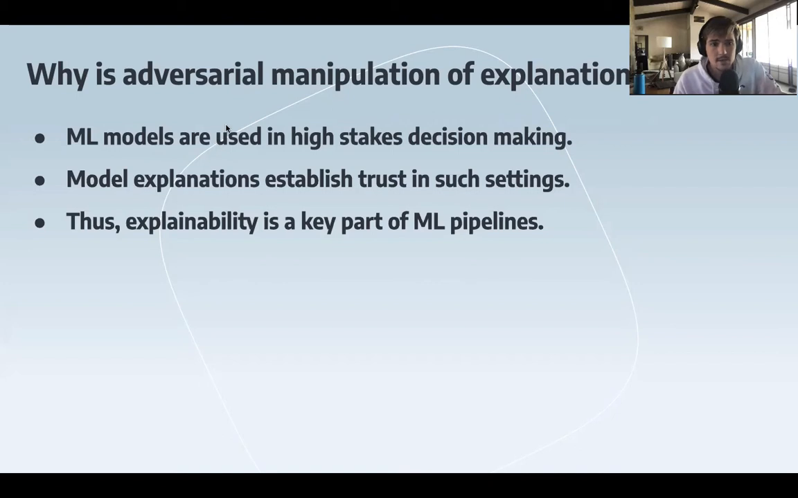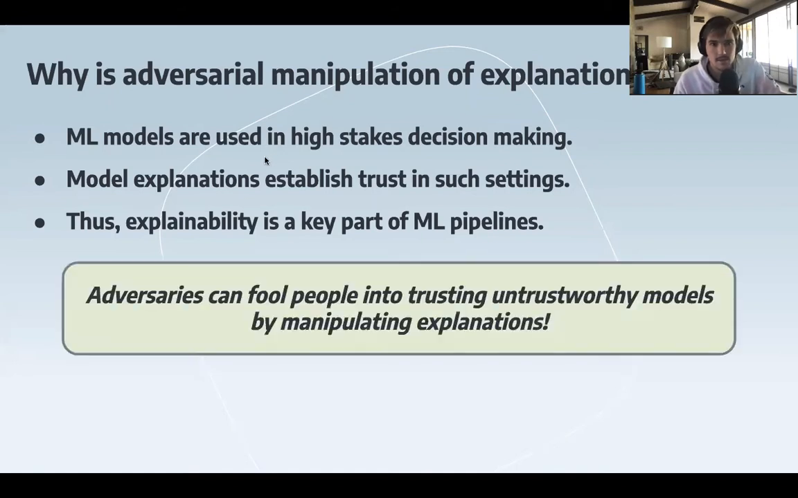If we're going to use explainability to establish trust in models, we need to be sure that we can trust explanations themselves. And this is, in some sense, an open question. What we're going to show is that adversaries can fool people into trusting untrustworthy models by manipulating explanations. It's possible to design models that do bad stuff, but explanations will not reveal this bad behavior. As a result, it is not possible to always use explanations to establish trust.